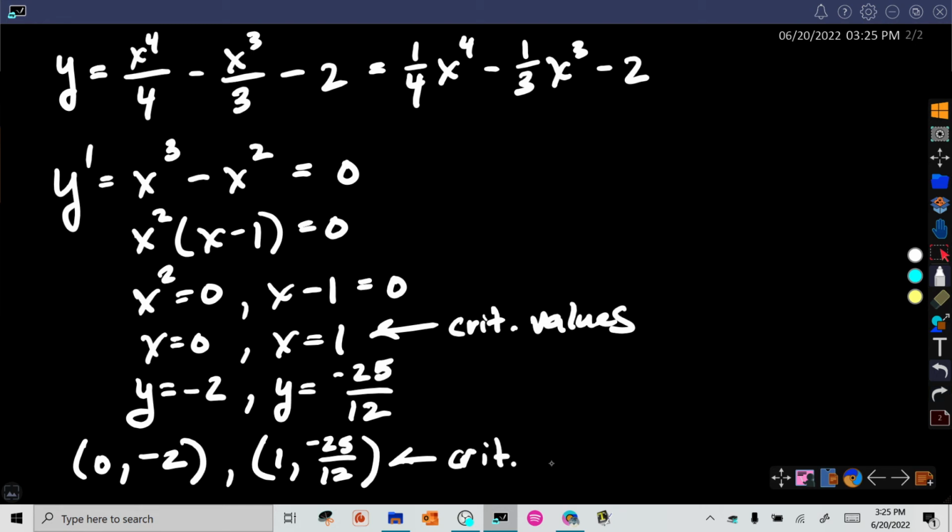Critical points. All right. So now that we've got that, we have to find the intervals of x values where the function is increasing and where it's decreasing. So what we need to do is determine the locations where it's increasing and decreasing. Okay, that'll hopefully tell us where the maxes and the mins are.